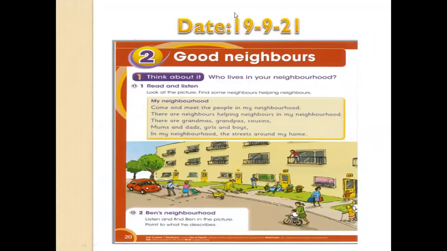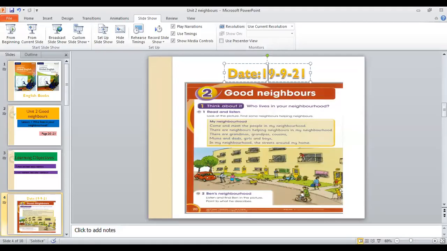So first of all, you have to write the date. Today is not 19. What is the date today? Who is going to tell me? Today the date is 20. Write it on the top of the page of your book, today's date.